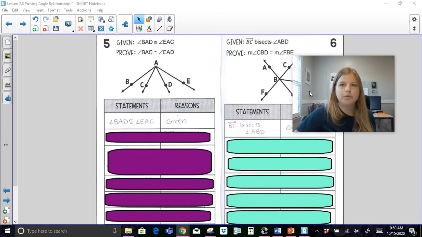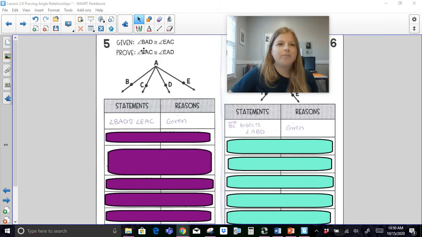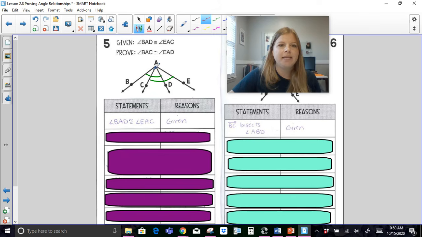Okay, I've got two more proofs from this set for us. Given angle BAD is congruent to angle EAC. So BAD is congruent to angle EAC. Prove that angle BAC, so this angle here, prove that this red angle is congruent to this angle here.